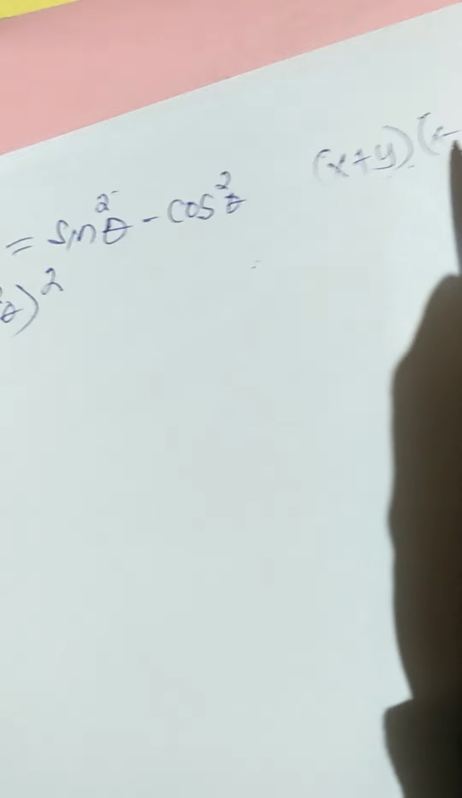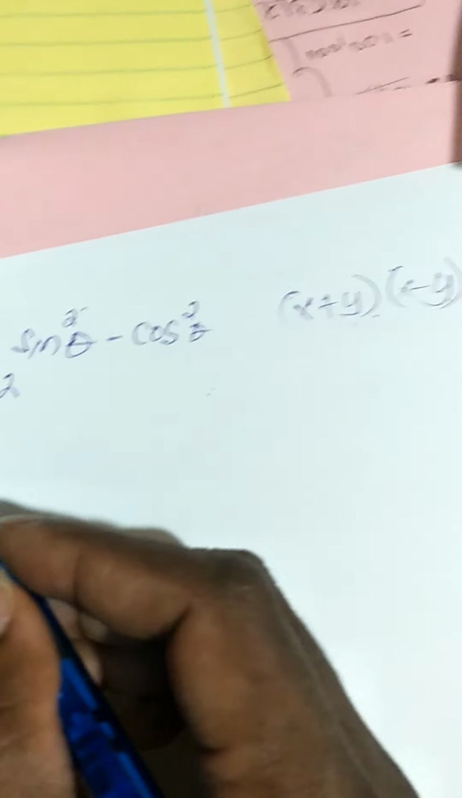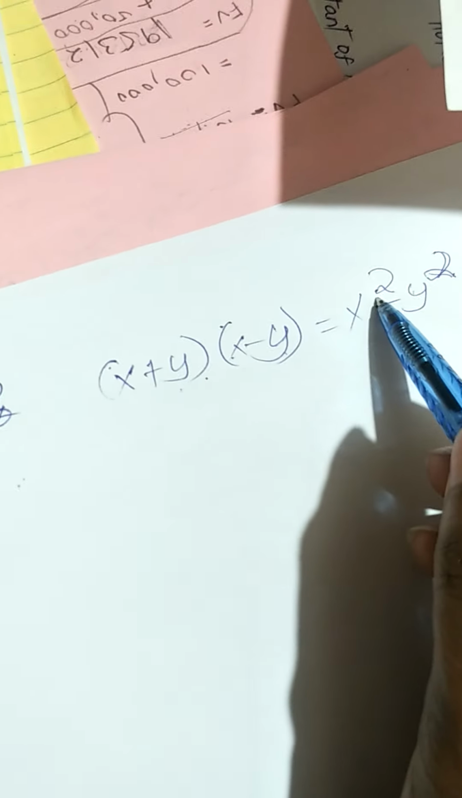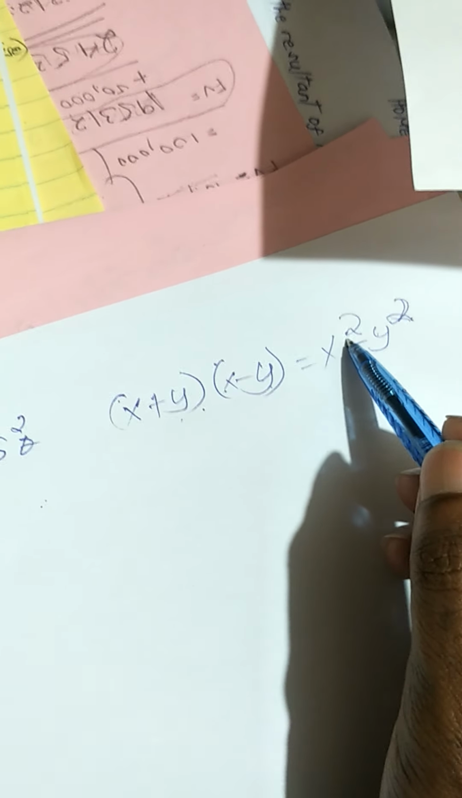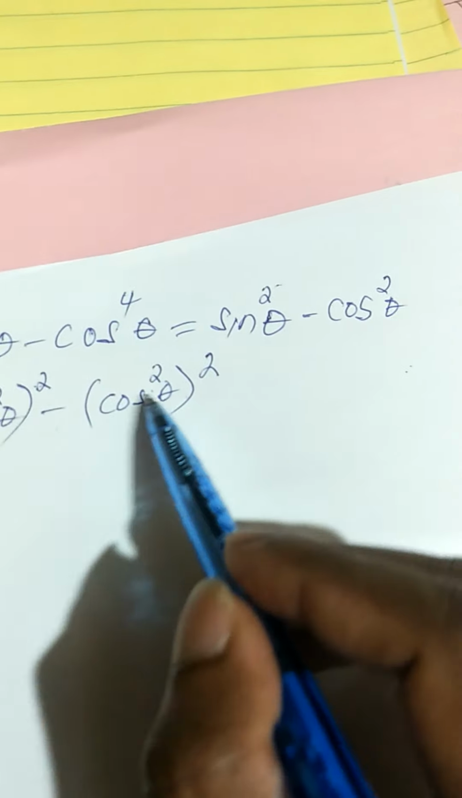Okay, so let's continue. Now I'm applying the product of the sum and the difference, which is this one. As you can see, this one and this one is equal to this one, which is the two terms. This is the two terms and this is the two terms.